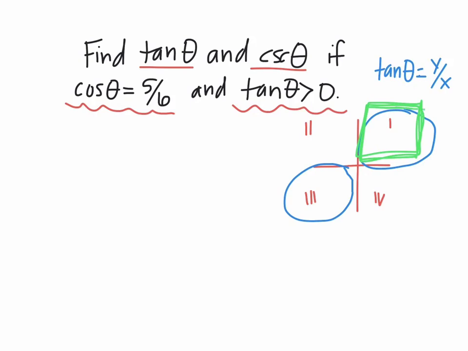Now there are different ways to do this problem. I'm going to show you guys the trig identity way, and then I'm going to show you a way where you can draw a triangle. But if cosine is 5 over 6, I'm going to use my identity, sine squared plus cosine squared equals 1. And so I don't know what sine squared is, so I'm just going to leave it as sine squared. And then cosine is 5 over 6.